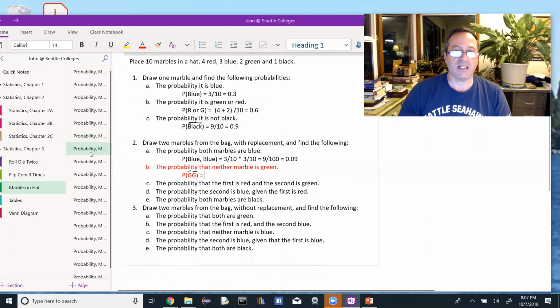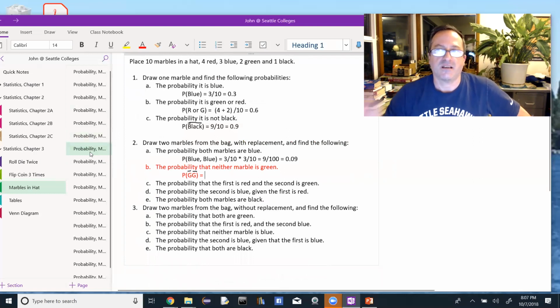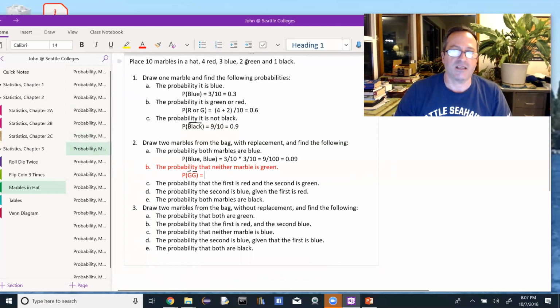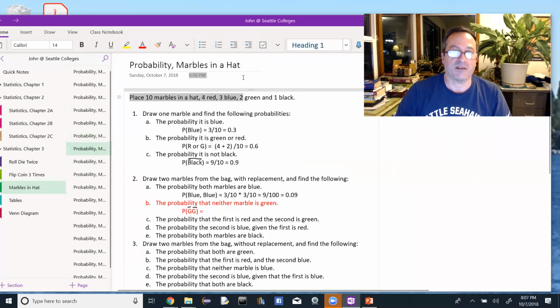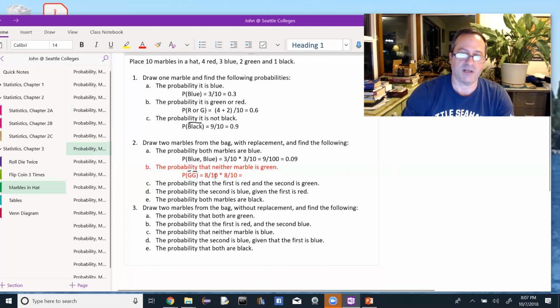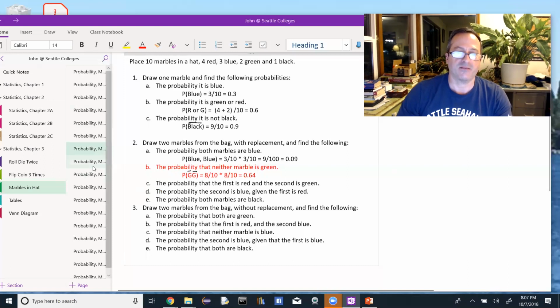The probability that neither marble is green. So that's the choices of not green for the first marble and then not green again for the second marble. There are 2 green marbles, so the probability it's not green is 8 out of 10 for the first marble. And again, because I'm putting it back in, it's 8 out of 10 for the second marble. Multiplying those together because of the independence, we get 64 out of 100, or 0.64.